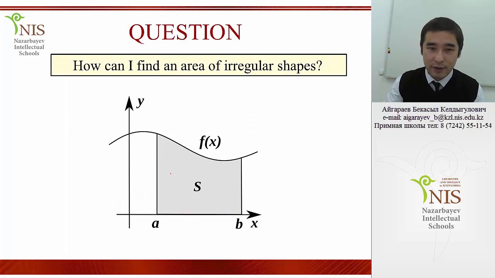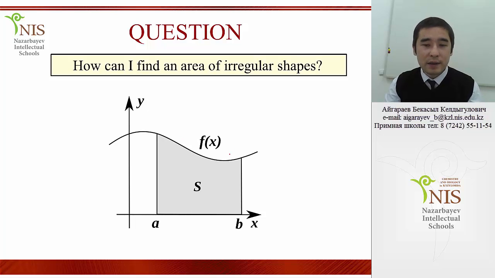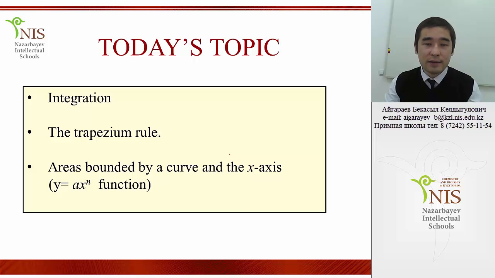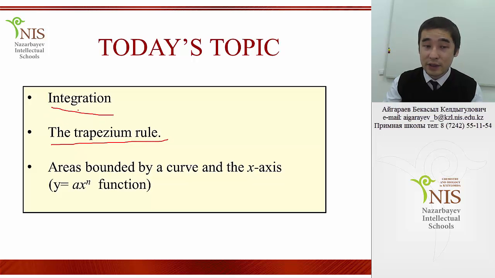So here's a question: how can we find the area of an irregular shape like this, where we have a curve and it has its own function, and the area below it, between the x-axis and our curve? How can we find it? Well, here are some ways, and today's topic, as you might have presumed, is about integration and the trapezium rule. We will find today, using integration, the areas bounded by a curve and the x-axis.